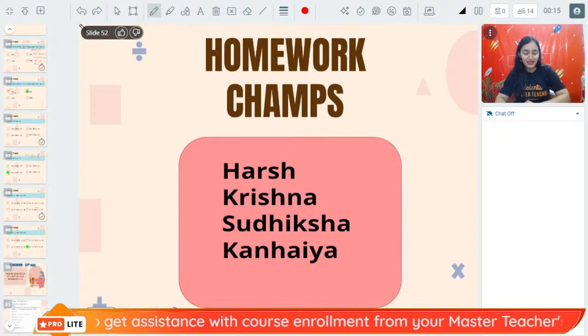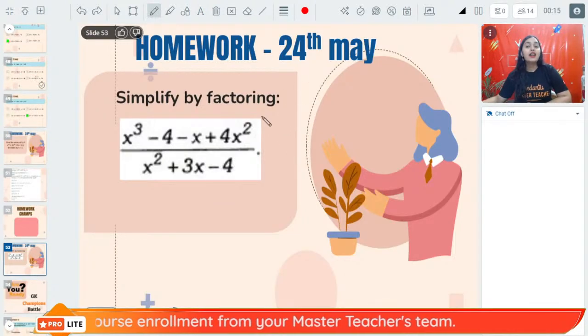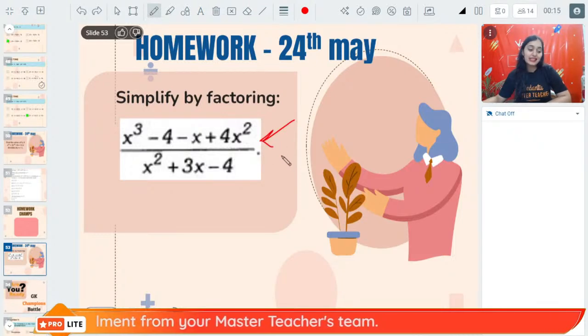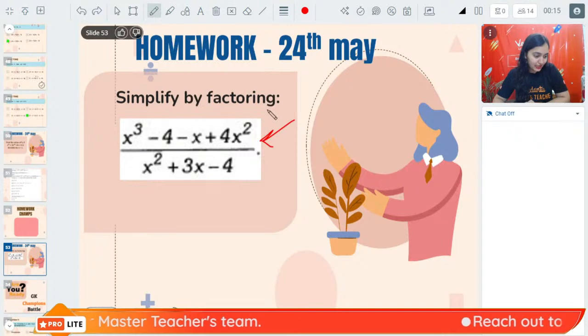So well done, bacho. And this is your homework question for today. Can you simplify this expression by factorizing the numerator and the denominator?